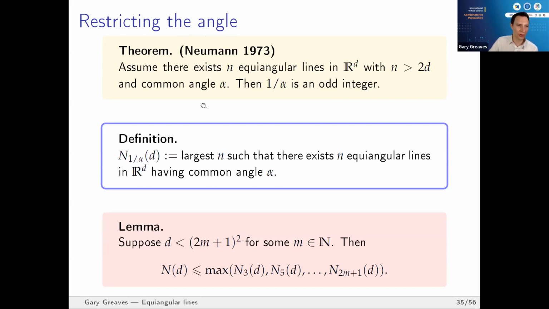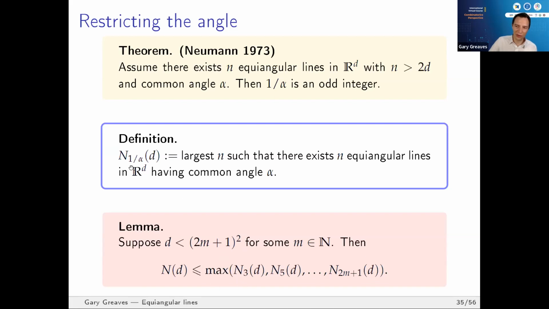So using Neumann's results, usually this 1 over alpha is going to be an odd integer. And putting together a bunch of basic results, we can prove the following lemma. So if d is strictly less than some odd number squared, then this n of d is at most the maximum of all of these quantities.